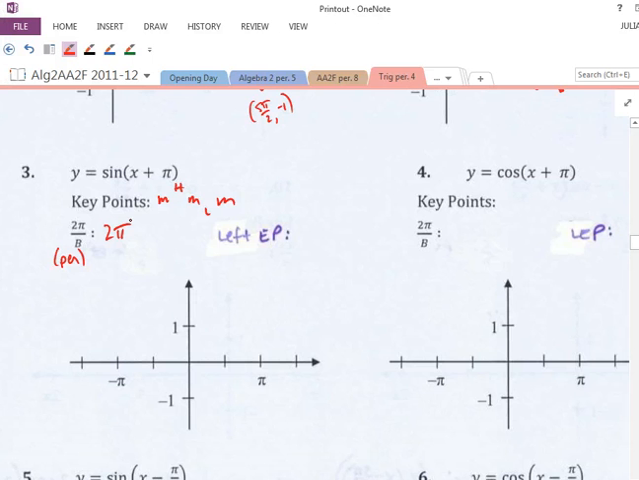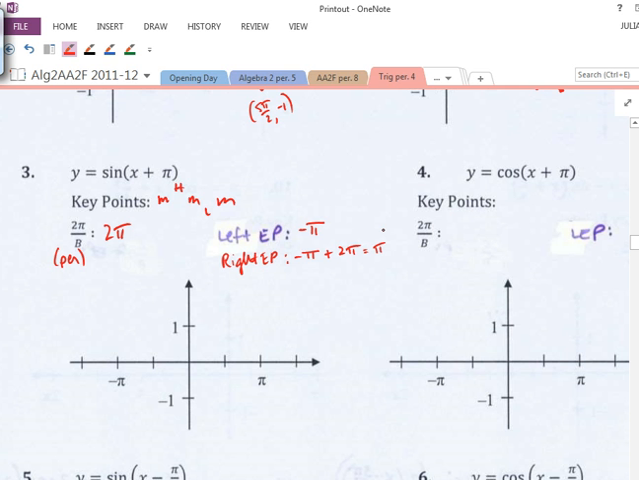What's your starting or left endpoint? Pi. Close. It says plus, which means you're moving to the left. So you're actually starting at negative pi. When it says plus, you move to the left that many units. And how do we get the right endpoint? You add a period to that. So negative pi plus the period, which is 2 pi, equals pi. So this time your cycle is going to end at positive pi.